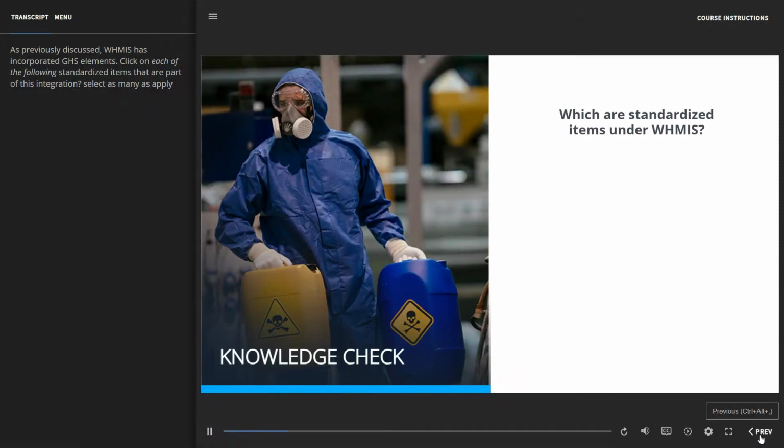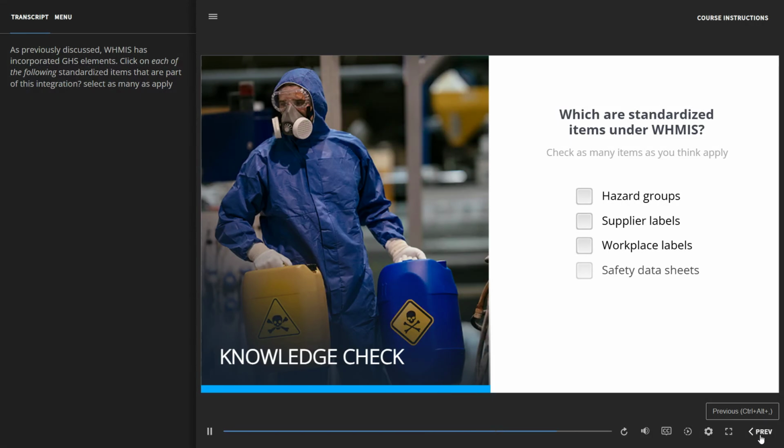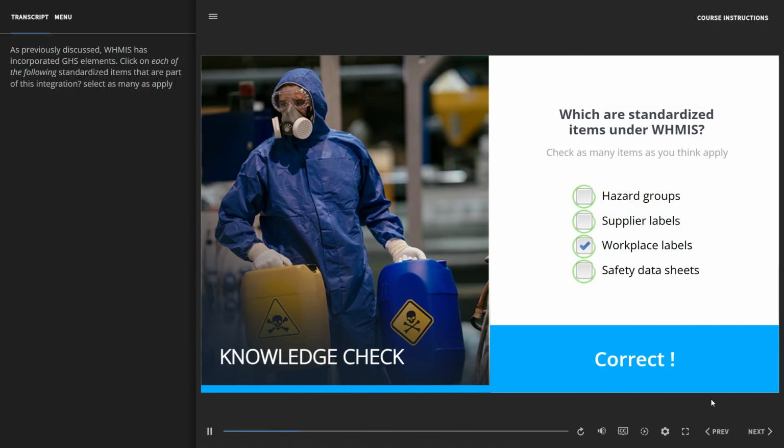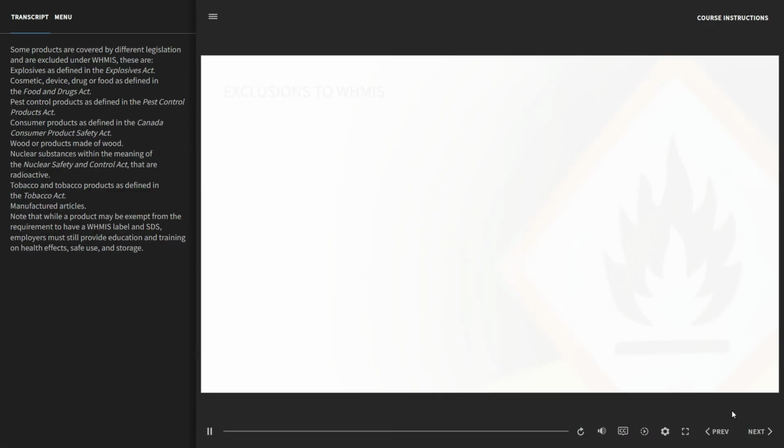As previously discussed, WHMIS has incorporated GHS elements. Click on each of the following standardized items that are part of this integration. Select as many as apply. You got it! All of the above are correct.